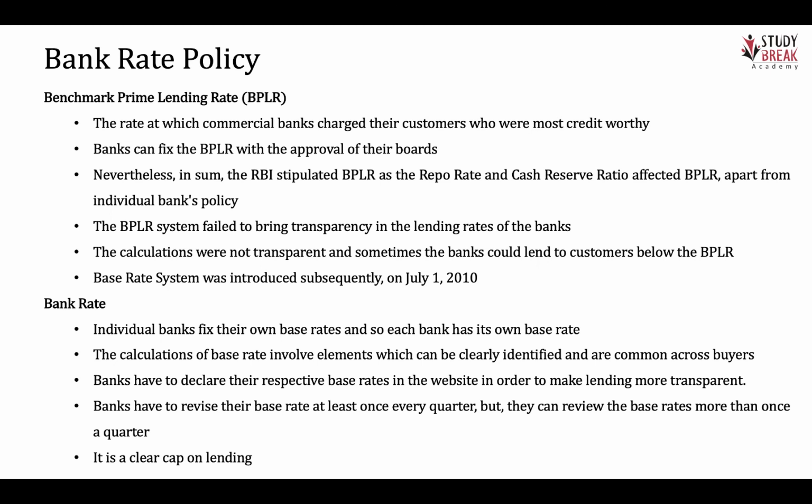Another thing that the government has done is the banks have to declare their respective bank rates on the website in order to make lending more transparent. Okay, so that is an important thing that brings in transparency. It's a clear cap on lending, like I cannot lend above this amount. Okay, so that is the bank rate policy. That is how the government has actually affected the money flow in the economy.